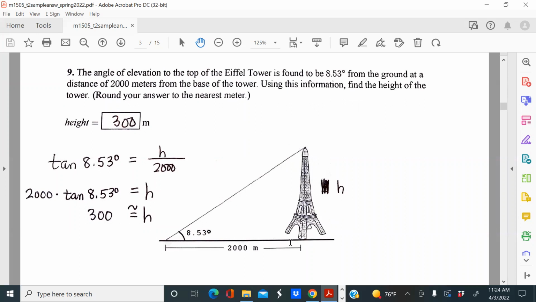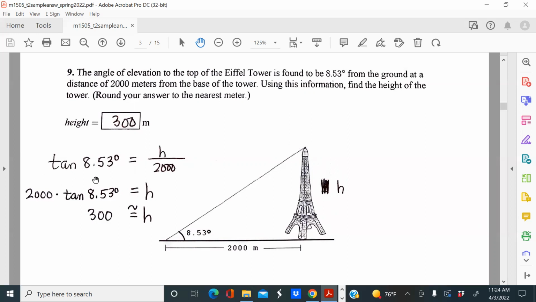So we can set up the tangent of 8.53 degrees, because that is the opposite over the adjacent, correct? That's how tangent is defined. So for this triangle, the opposite is the unknown h, and the adjacent is this length, 2,000 meters. So we know the tangent of 8.53 degrees is h over 2,000, and now we simply solve this equation for h. Again, you can do this by cross multiplying. So just multiply both sides by 2,000, and you'll have 2,000 times the tangent of 8.53 degrees is equal to h.